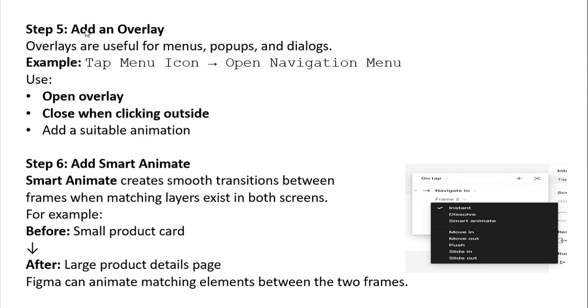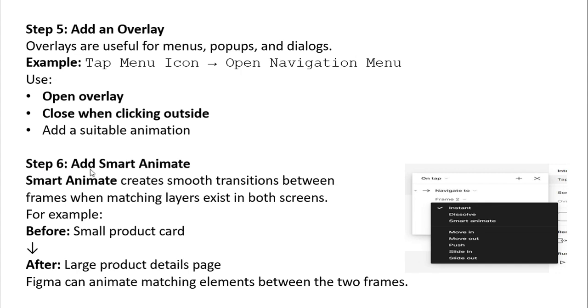Step 5 is to add an overlay. Overlays are useful for menus, pop-ups, and dialogues. For example, tap the menu icon and click to open the navigation menu. Use the overlay to open it, close it by clicking outside, and add a suitable animation.